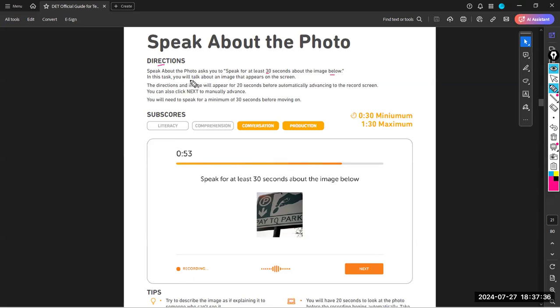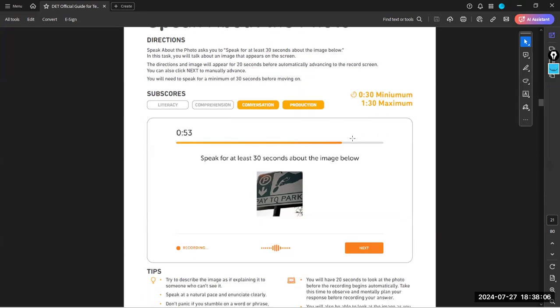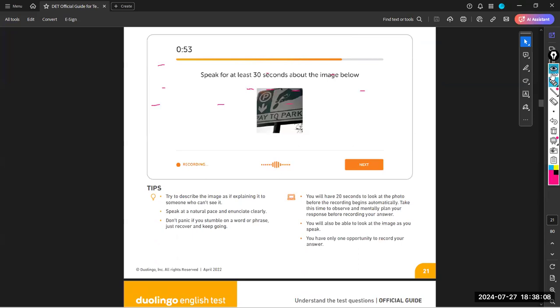In this task, we will talk about the image that appears on the screen, the directions, and the image will appear for 20 seconds just to show you and to tell you what you have to do, to show you the picture. And you have to understand the picture. You have to take a look at the picture before recording yourself. Okay? As I told you, you need to speak for a minimum of 30 seconds before moving on to the next one.